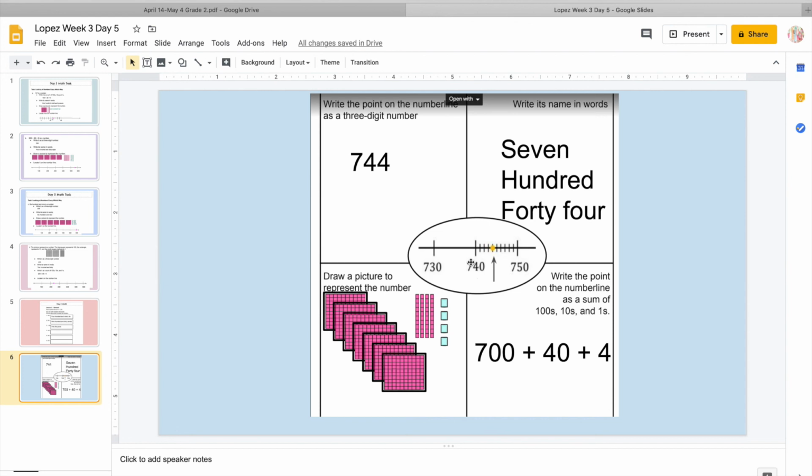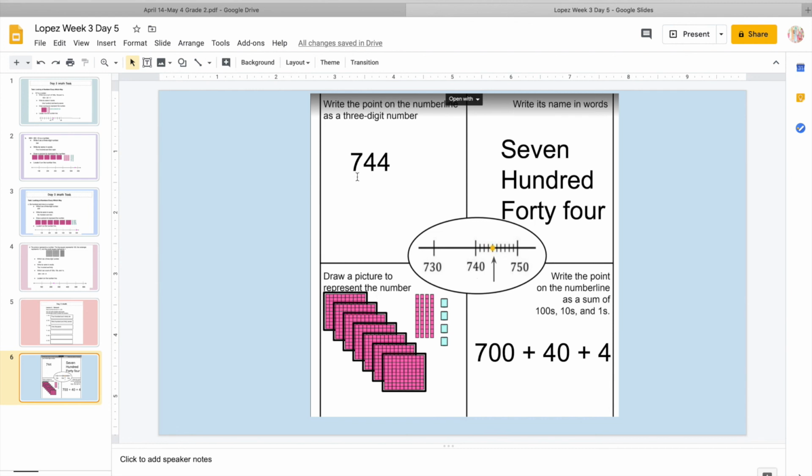So right here, go to the closest point, which is 740, and then we're just going to count over by ones. So 740, 741, 742, 743, 744. So we know our number in standard form is 744. Now we need to write its name in words. Again, just using word form, writing it out just like it sounds, 744.